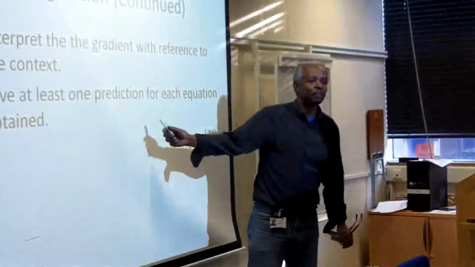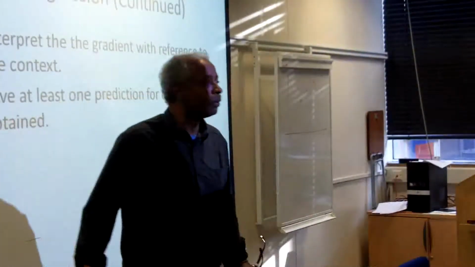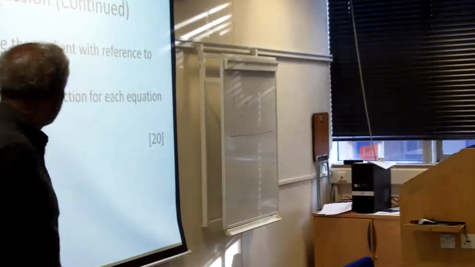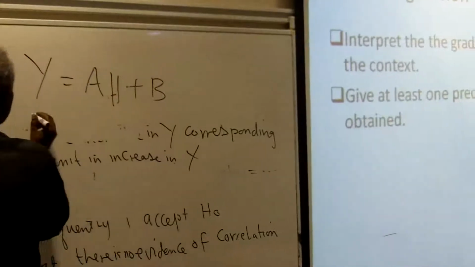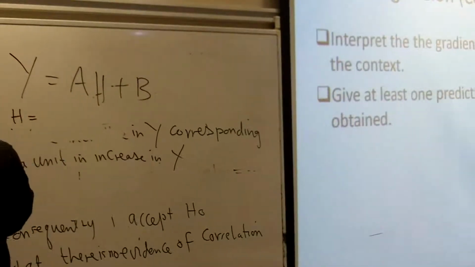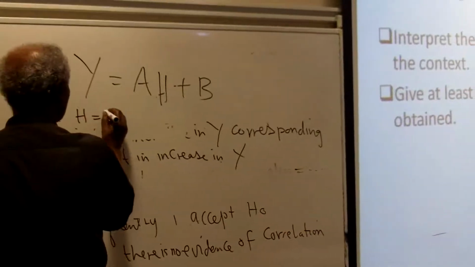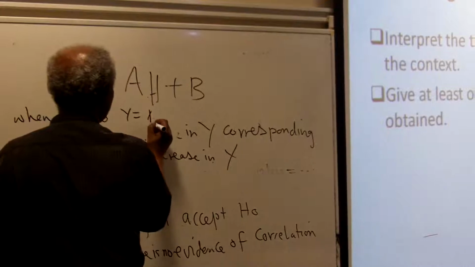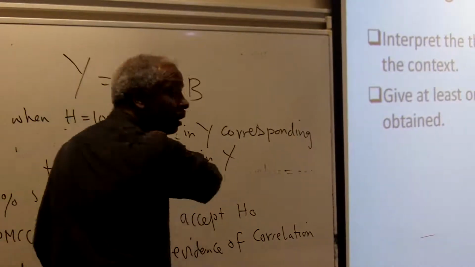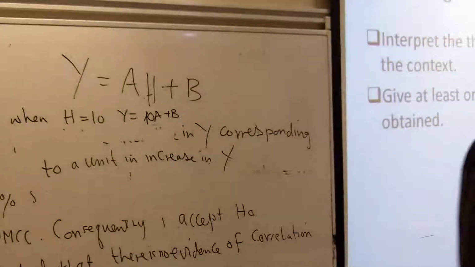And finally, to finish your job on regression, you have to produce one prediction using the equation you obtained from your regression line. One prediction means you just write when X is, if this is your equation, of course you are going to be working with H, just write when H is 10, Y is 10A plus B, whatever A and B are. Just write down this. But you have to be very careful.